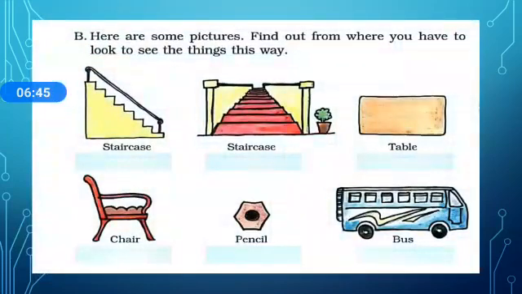Here are some pictures. Find out from where you have to look to see the things this way. The first picture is of a staircase. The second picture is also of a staircase. The third picture is of a table. Fourth picture is of a chair. Fifth picture is of a pencil. And the sixth picture is of a bus. You have to identify from which view you have to look to see the things this way.